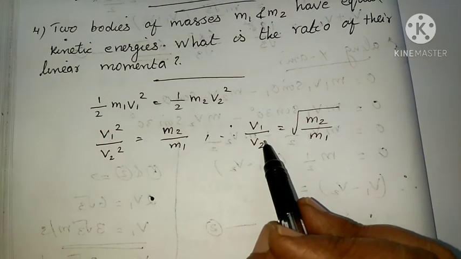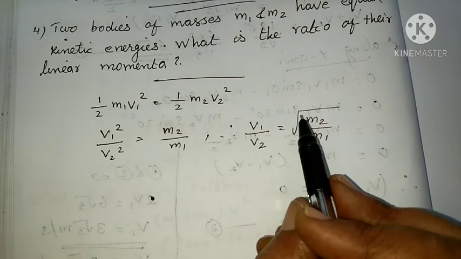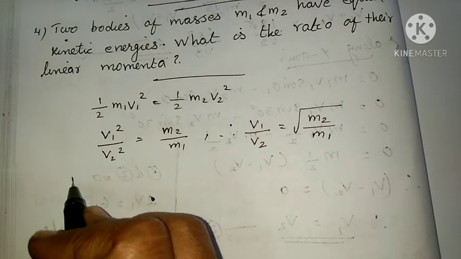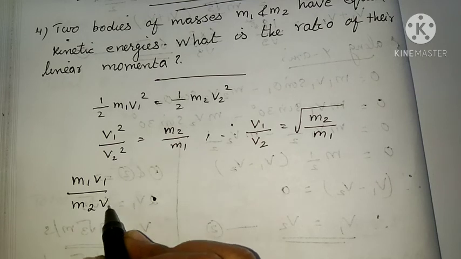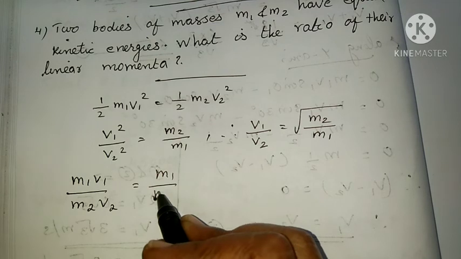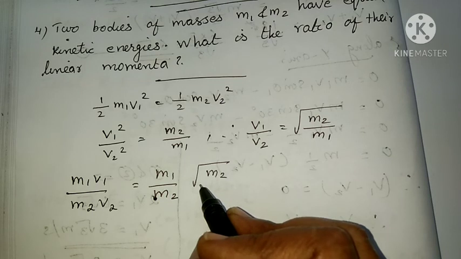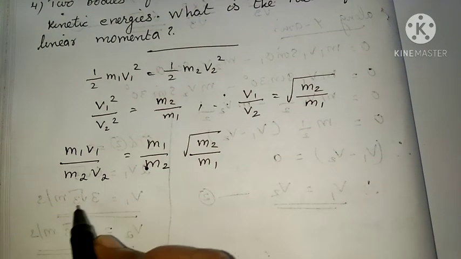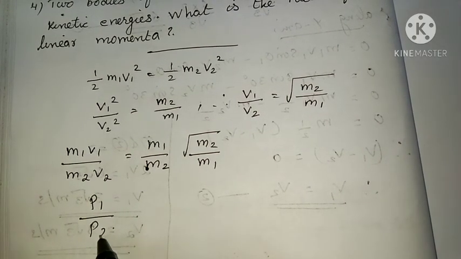Then in this equation, you can multiply with m1 on both sides and divide by m2 on both sides. Therefore, m1 v1 divided by m2 v2, and on the other side also m1 by m2 into root of m2 divided by m1. Clear? So, what is m1 v1? That is the momentum of the first body. What is m2 v2? Momentum of the second body.